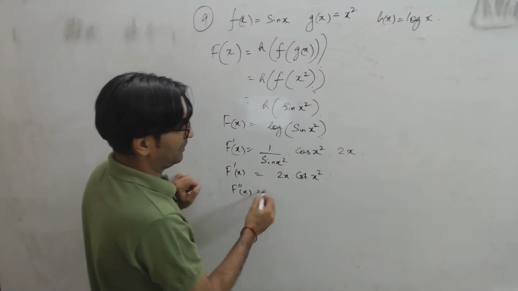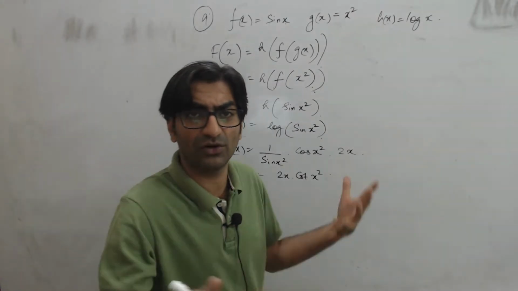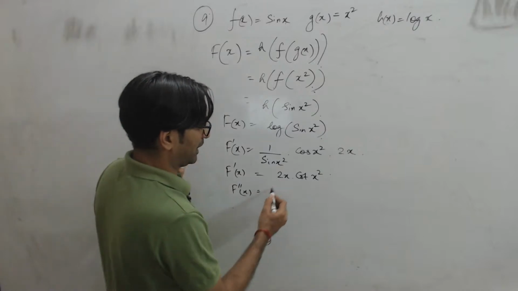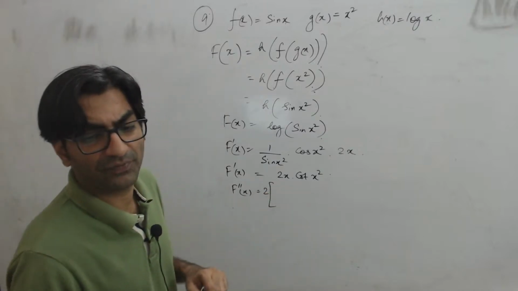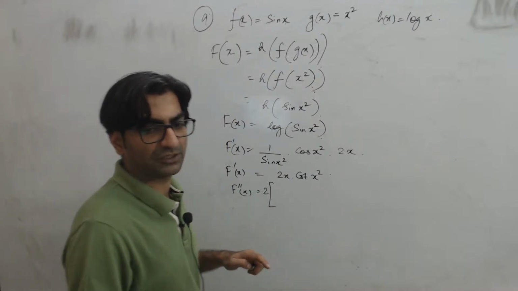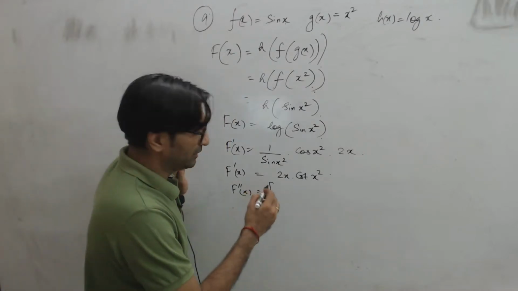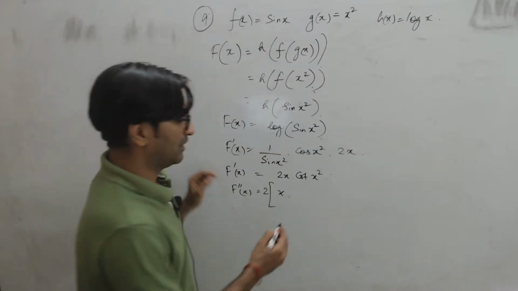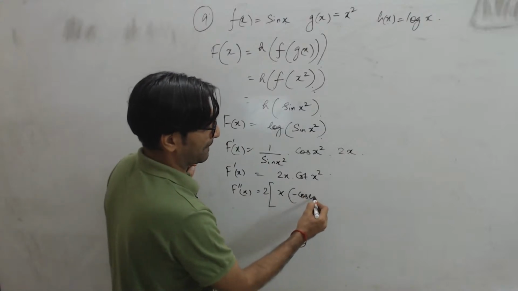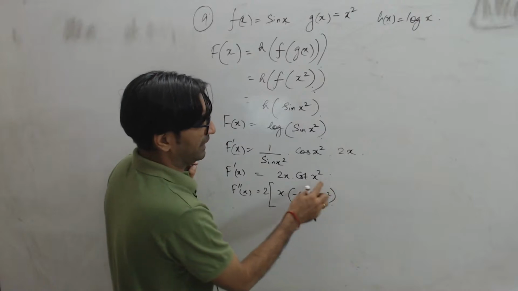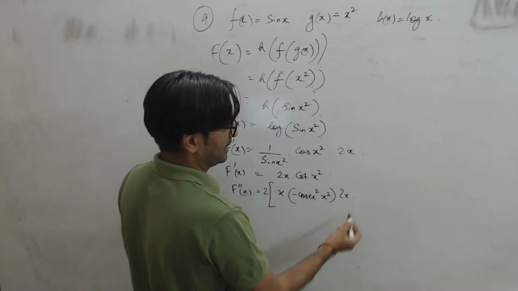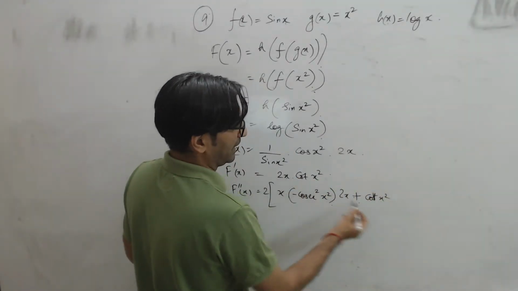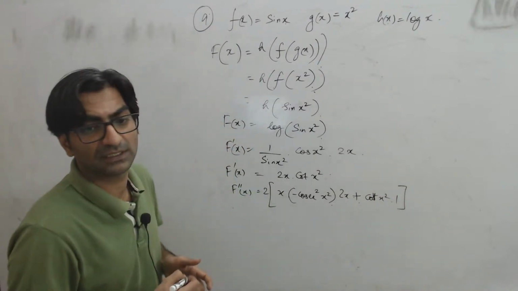Next step, differentiate this again by using the chain rule. Break it up into, if it is a into b, it will be a into b dash plus b into a dash, right? So I can take the 2 common. If I take 2 as common and I differentiate this, what do I get? First, x into differential of cot x square. What is the differential of cot? Negative of cosecant square. So cosec square x square into differential of x square, that's 2x, right? Plus second function cot x square into differential of x, which is 1, right? So this is what I get.